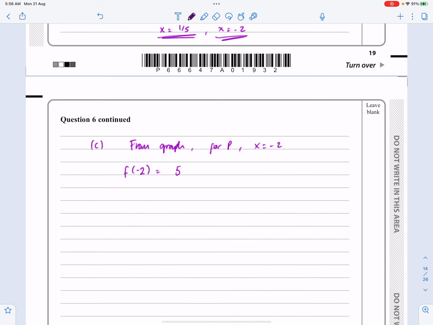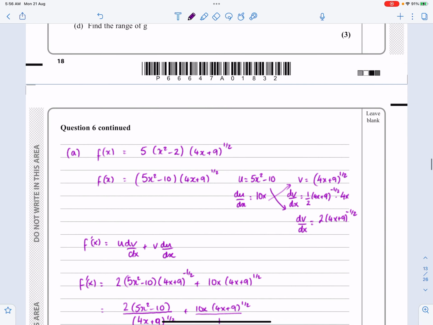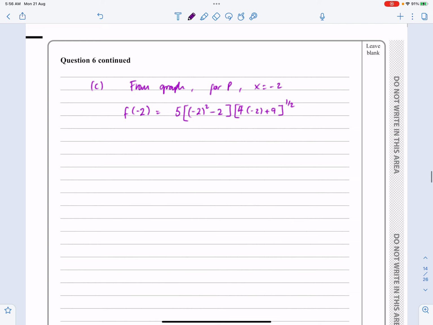So that's 5 lots of minus 2 squared minus 2 times 4 times minus 2 plus 9, all to the power of a half. Remember the function was 5x squared minus 2, 4x plus 9 to the half. Doing all that, chuck all that into the calculator and it comes out as being 10.